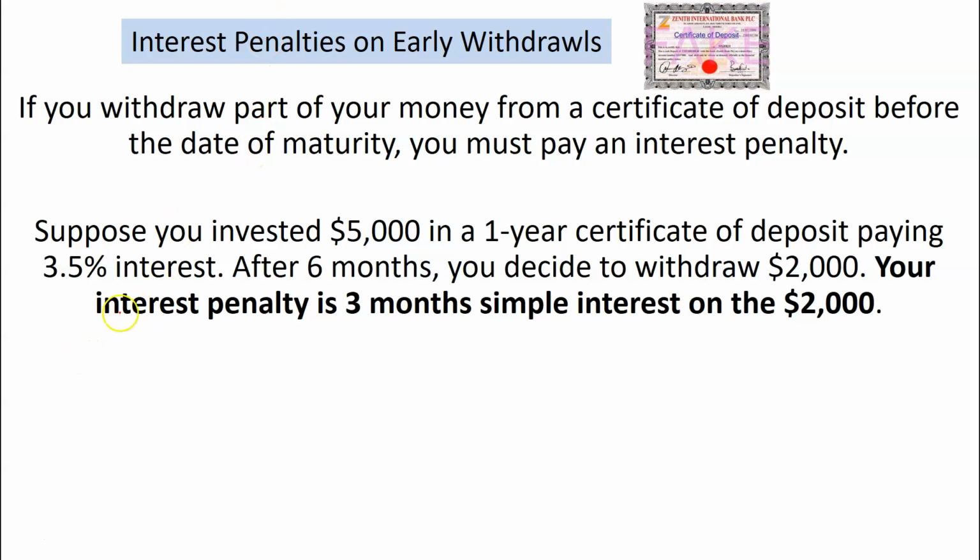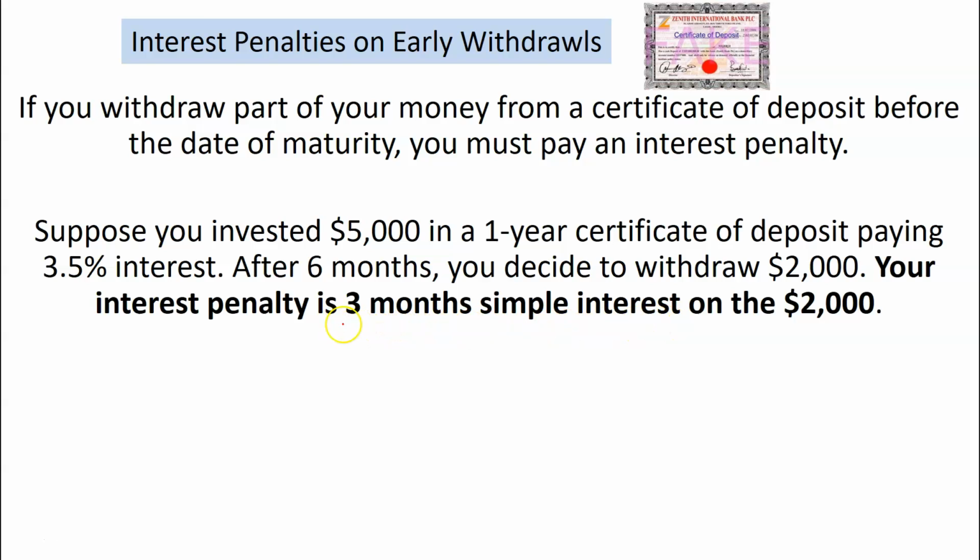Okay, so here's an example. Suppose you invest $5,000 in a 1-year certificate of deposit that pays 3.5% interest. After 6 months, you decide to withdraw $2,000. Your interest penalty is a 3-month simple interest penalty.